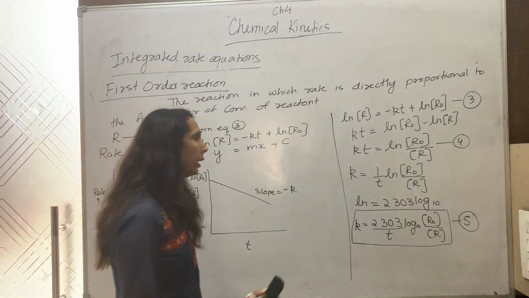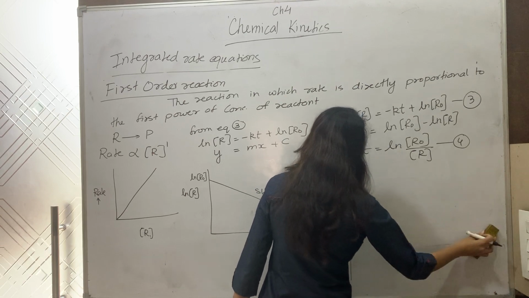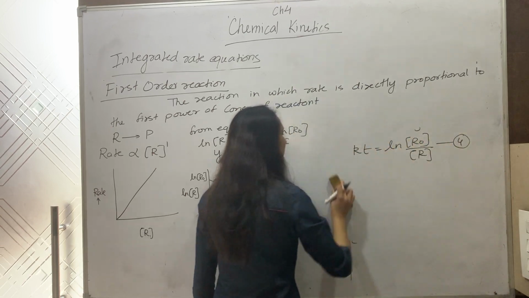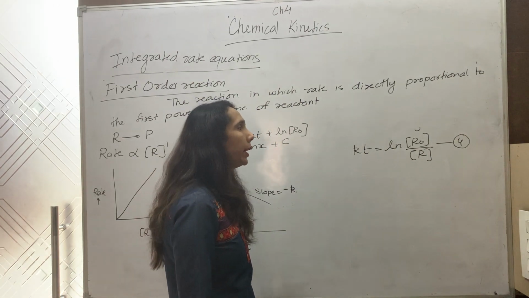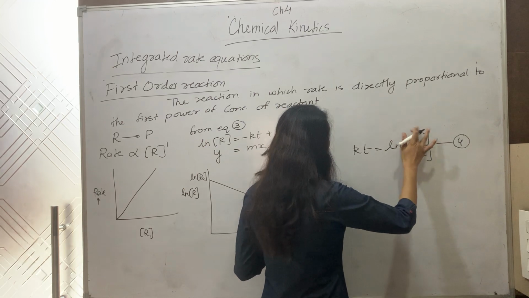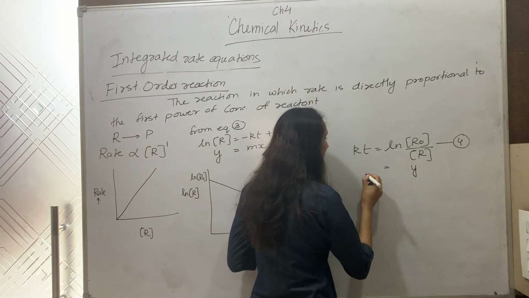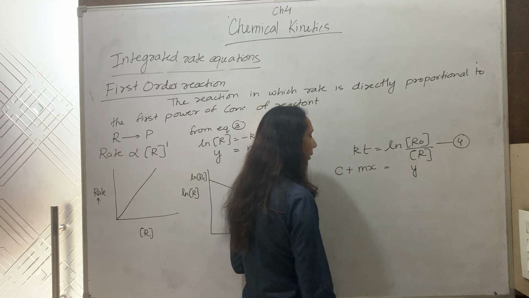Now we are going to make a graph from equation 4. This is your equation 4. Now equation 4 also represents a straight line equation. You can just see how I am writing. y is equal to mx plus c.